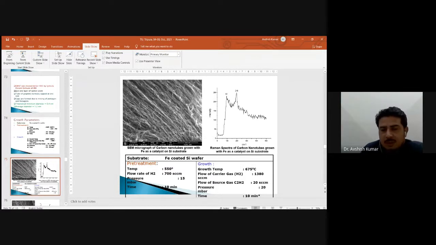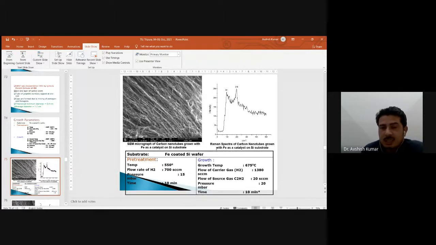These are our grown single wall carbon nanotubes with this PECVD system, and this is the RBM mode, or the Raman spectra. Here you can calculate the diameter with 248 by nu, where nu is your Raman shift. If you divide 248 by this 218, you will get the diameter, somewhere around 1 point something, and these are the growth conditions.